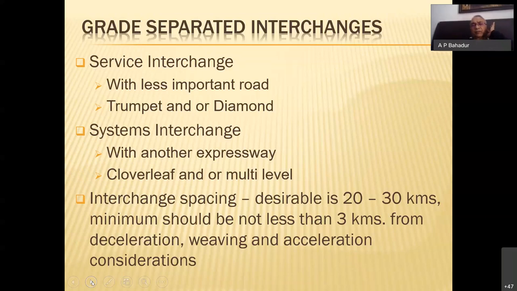Systems interchange is the interchange with another expressway or high category road, which should be in the form of either a clover leaf or a multi-level interchange. The service interchange is provided with somewhat less important roads. For example, if it's an MDR or other side road, then you should have a service interchange. And then diamond or trumpet should be the most preferred ones. The spacing of interchanges should desirably be of the order of 20 to 30 kilometers, but the minimum should not be less than 3 kilometers in any case, to allow for the weaving.